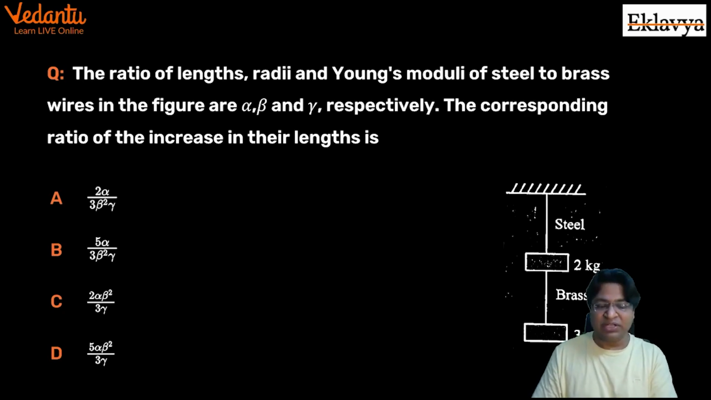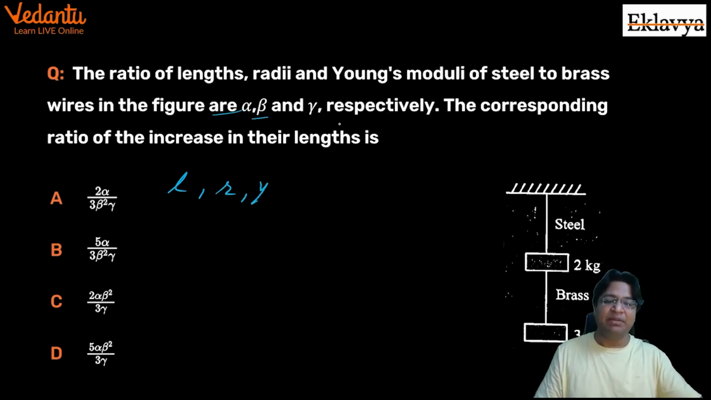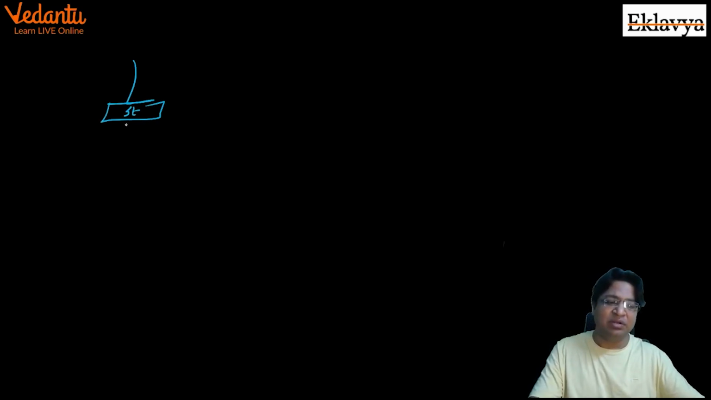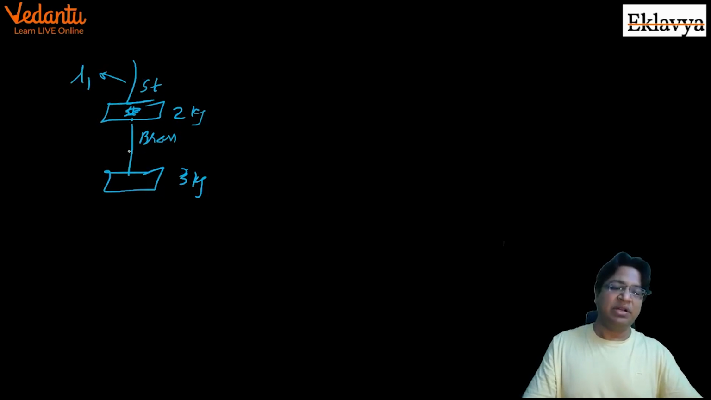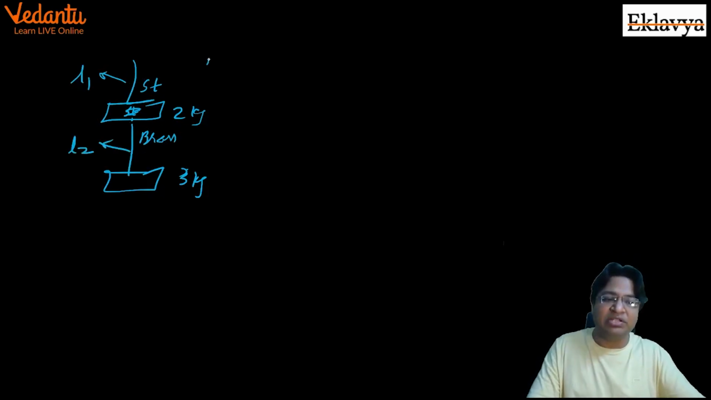Okay, now the next question says the ratio of length, radii and Young's modulus is alpha, beta and gamma, and asks for the corresponding ratio of the increase in length. So let's say the figure is like this: the steel wire, and then there is a block of mass 2 kg, then there is a brass wire, and then there is a block of mass 3 kg, I suppose. Yeah. So let this length be L1, let this length be L2, let the elongation in steel be delta L1, and let the elongation in brass be delta L2.